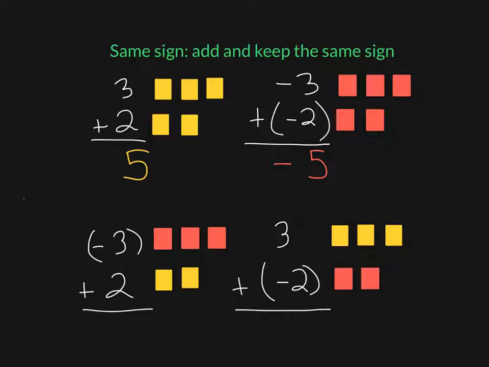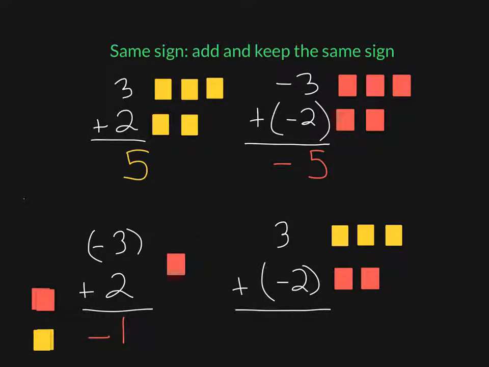Now, the other 2 examples on the bottom. If we have -3 plus +2, we have 3 red tiles to show the -3, 2 yellow tiles to show the +2. As we learned in my video on opposites, when you have a red and a yellow together, they cancel. So we can take these opposites out, and we're left with 1 negative. So that means my answer is -1. Because this negative here is all that's left.